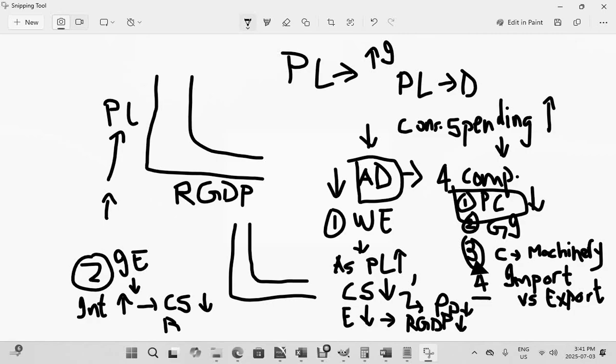Because at the end of the day, if you want to figure out your real GDP or aggregate demand, you have to add all these four components. All these four components make up your real GDP. So as consumer spending goes down, your real GDP will go down. So in both cases, whether it's the wealth effect or the interest rate effect, your real GDP will take a hit. In both cases, the real GDP will go down.